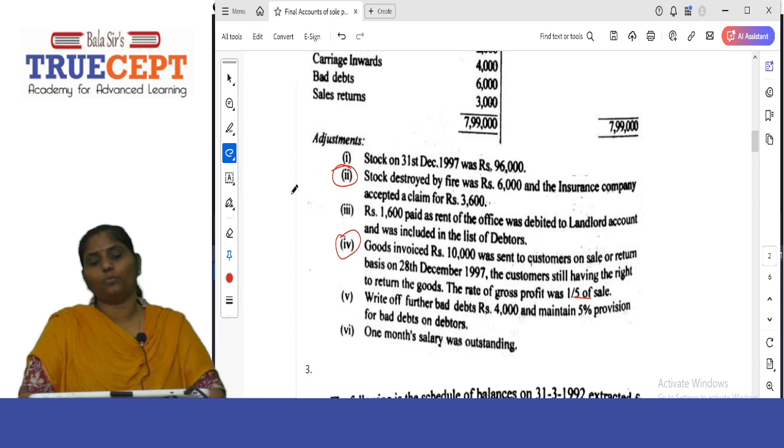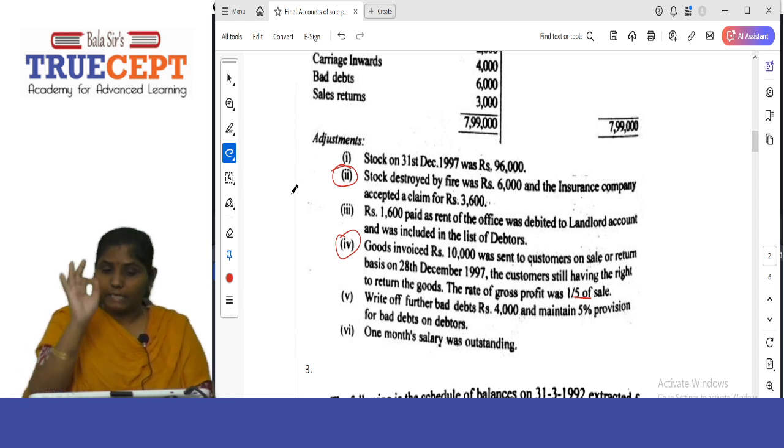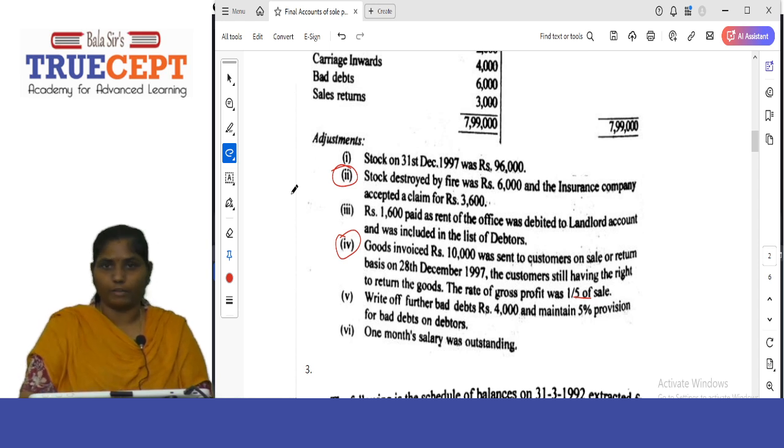The last one, 1 month salary was outstanding. Even if the statement is not given, remember I told you it's an inbuilt adjustment. So definitely we will do it. But still they gave it as a part of an adjustment. 1 month salary was outstanding. So what do I do? Remember 11,000, for 11 months they paid 11,000. So 1,000 rupees is the per month salary. I'll definitely add it to the respective expense, and also show that as a liability in the balance sheet. Clear with all these? Yes.